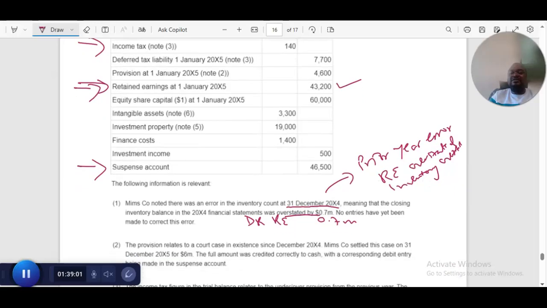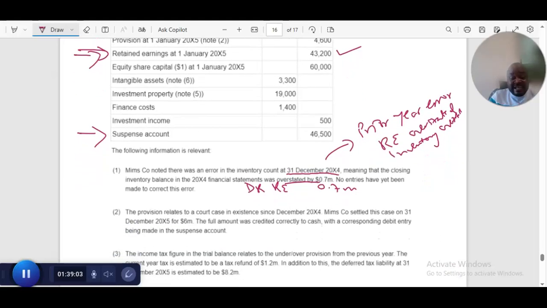Okay, so you must write this entry. You just say note number 1, because you should do your notes in line with the notes as per the question, so that you won't be lost along the way. So note number 1, debit retained earnings 0.7 million.